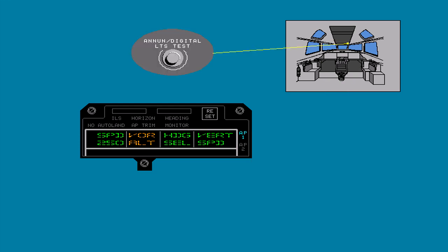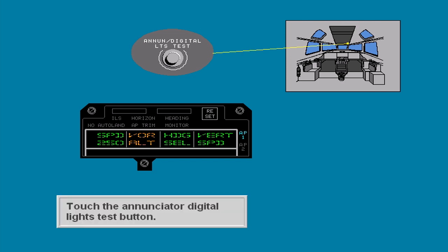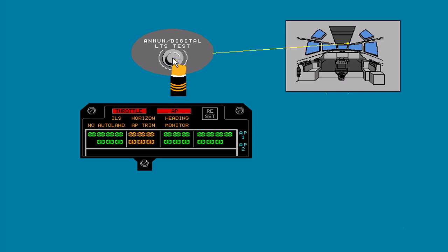And the FMA displays are tested by pressing the Annunciator Digital Lights Test button on the overhead panel. Touch the button. All the lights on the comparator display and FMA come on. If OK, each FMA character position gives a starburst display.